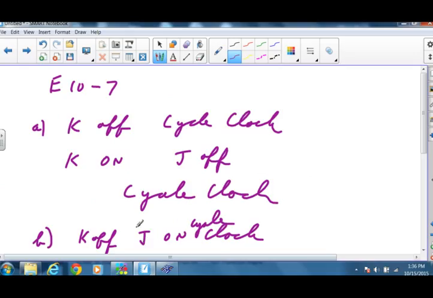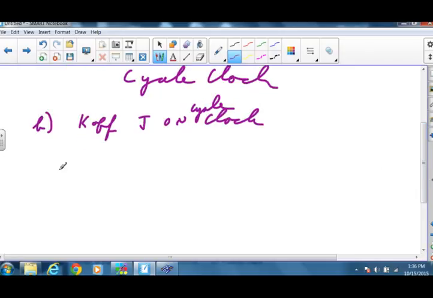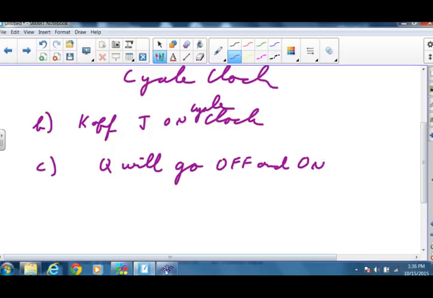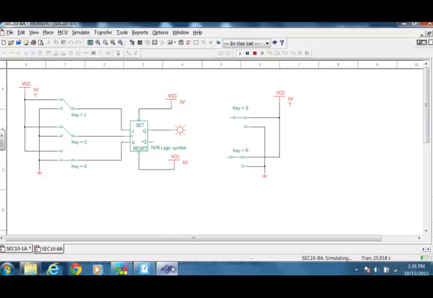All right, so Q will go off and on. There we go. So J and K both on. They're both one. And now I'm cycling C. And I'm probably cycling it quicker than it can actually change. Okay? Everybody like that? D.